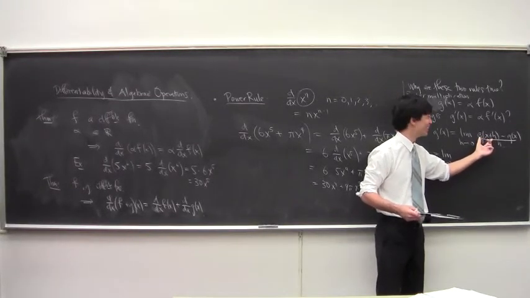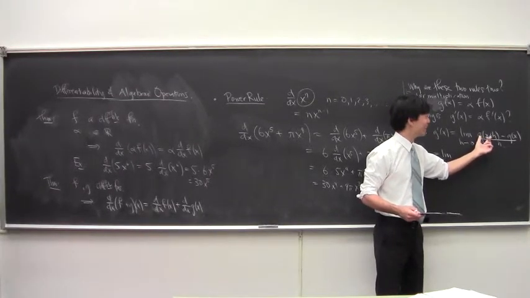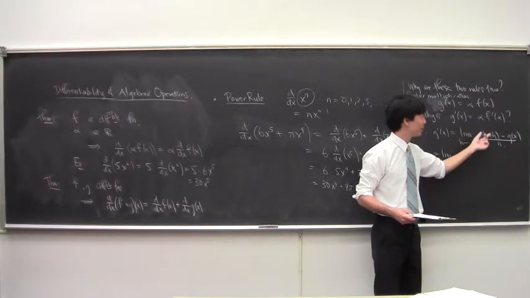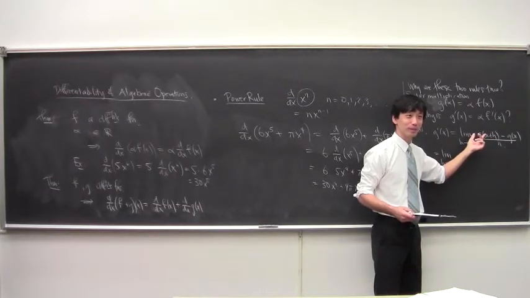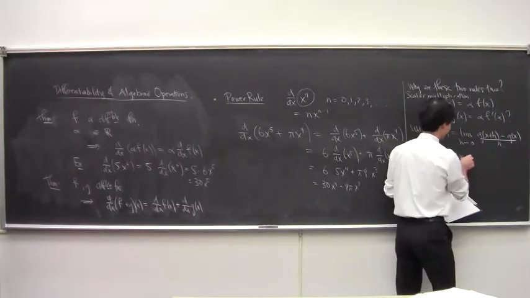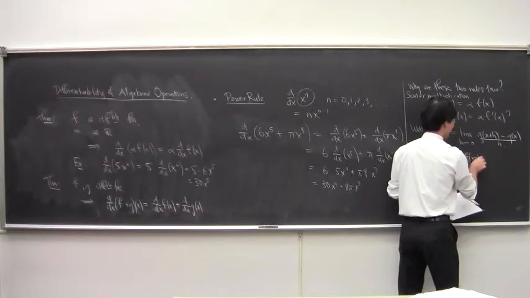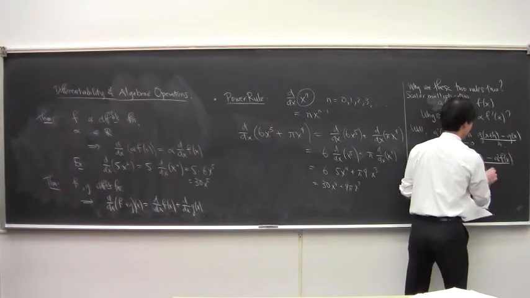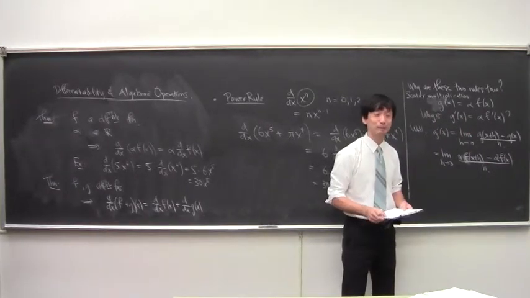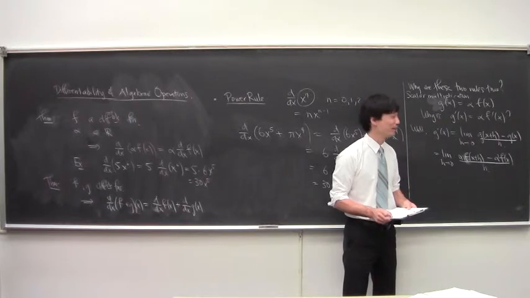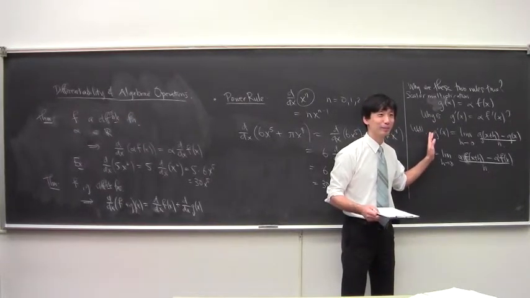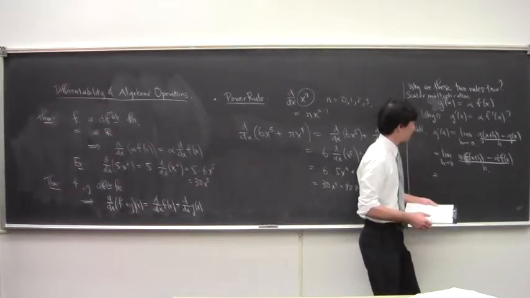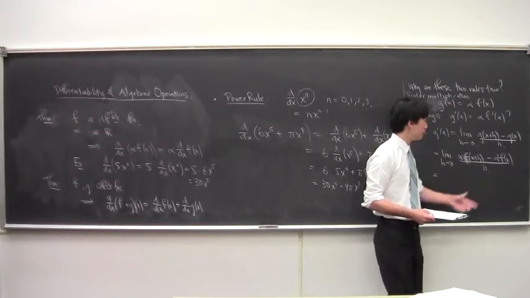You guys are panicking, I think. What is g of x plus h? g of x is alpha f of x. g of x plus h is? Alpha f of x plus h. Thank you. Right? And then g of x is alpha f of x. Right. Okay? Everyone all right with that? You've calmed down? Good.